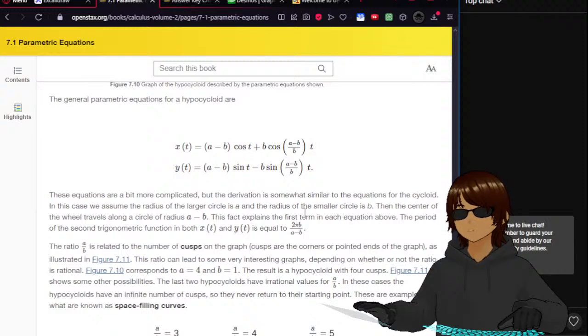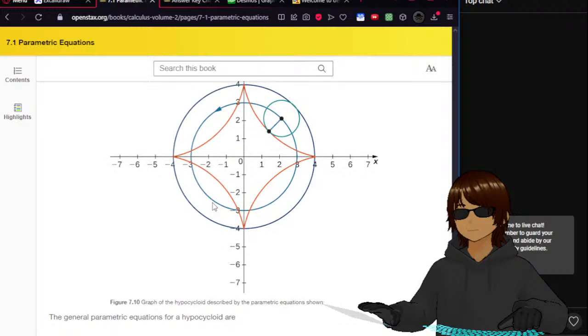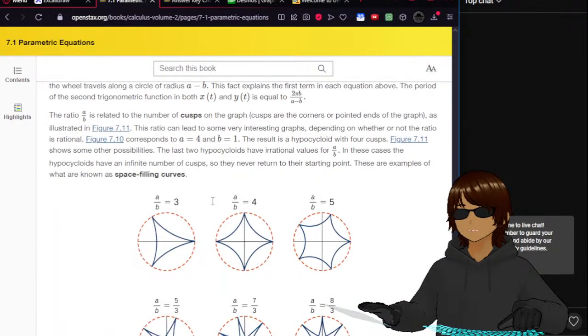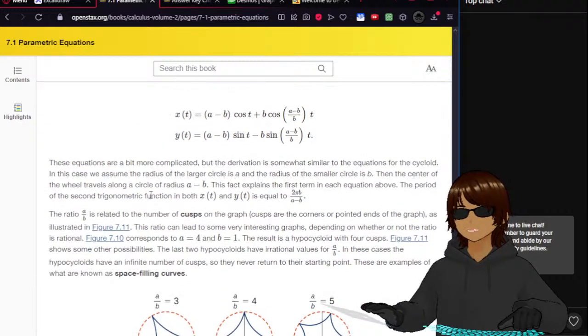The general parametric equations for a hypocycloid are x(t) = (a − b) cos t + b cos((a − b)t / b). These equations are a bit more complicated, but the derivation is somewhat similar to the equations for the cycloid. In this case, we assume the radius of the larger circle is a and the radius of the smaller circle is b. Then the center of the wheel travels along a circle of radius a minus b. This fact explains the first term in each equation above.